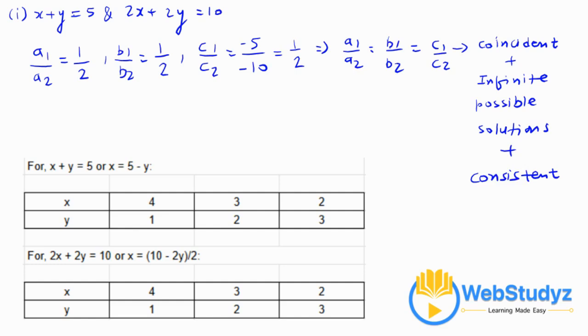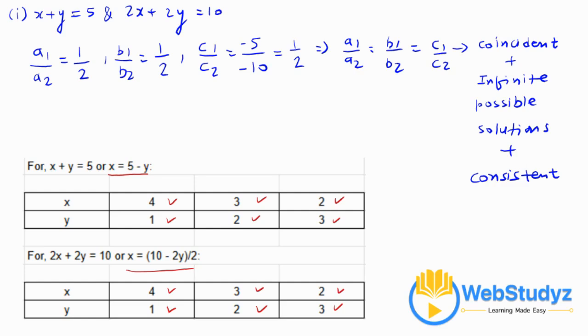So we can write the equation as x equals 5 minus y, and if we put values of y as 1, 2 and 3, we get the values of x as 4, 3 and 2. Similarly, for the second equation, we can write this as x equals (10 minus 2y) by 2. Here, if we put the value of y as 1, 2 and 3, we get the value of x as 4, 3 and 2.